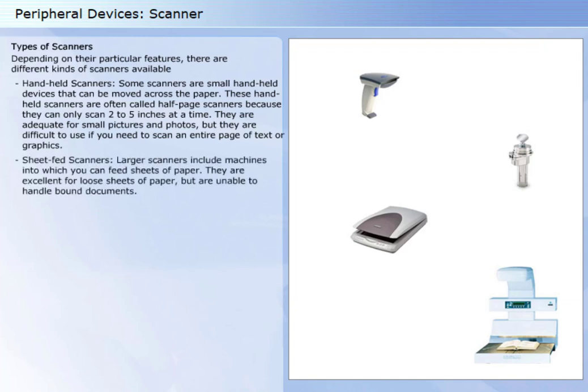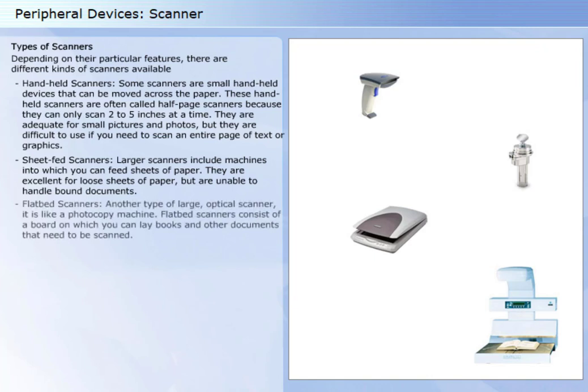Sheet-fed scanners. Larger scanners include machines into which you can feed sheets of paper. They are excellent for loose sheets of paper but are unable to handle bound documents. Flatbed scanners. Another type of large optical scanner. It is like a photocopy machine. Flatbed scanners consist of a board on which you can lay books and other documents that need to be scanned.